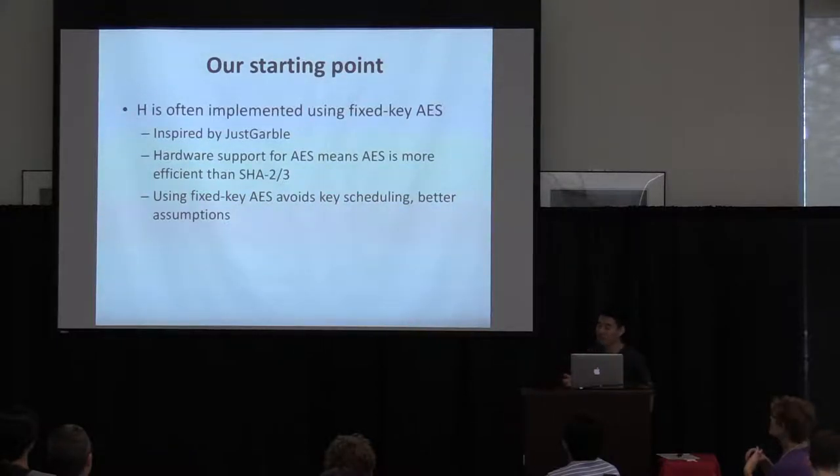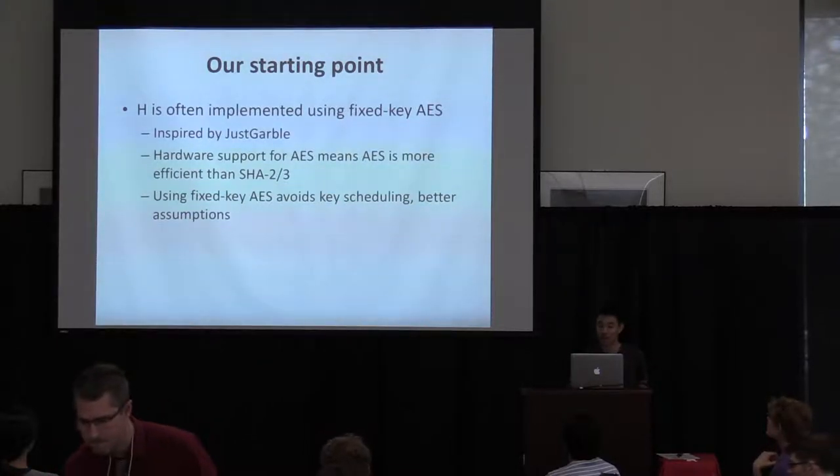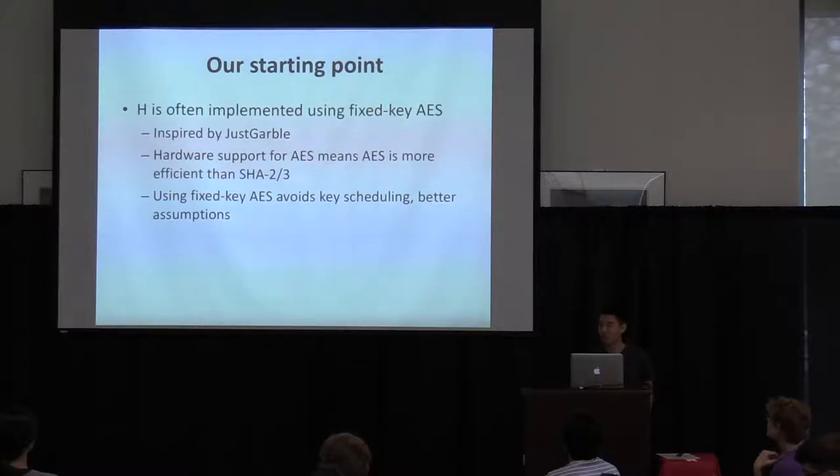So one of the most impactful ways of building a conceptual hash function is based on fixed key block ciphers. This got widely known to the applied crypto community, mostly because of the JustGarble work by Bellare et al. 6 years ago in Oakland 13. So they actually proposed that we can build a garbling scheme securely based on a fixed key block cipher. The main motivation is that the fixed key block cipher is much, much more efficient than, let's say, a hash function call.